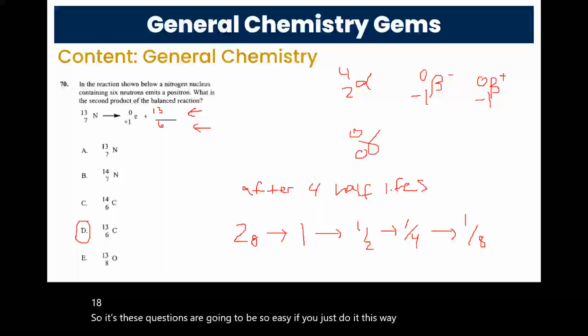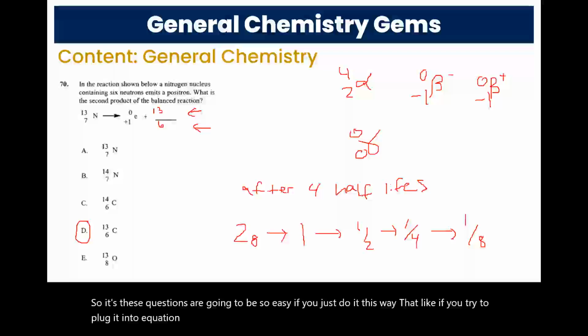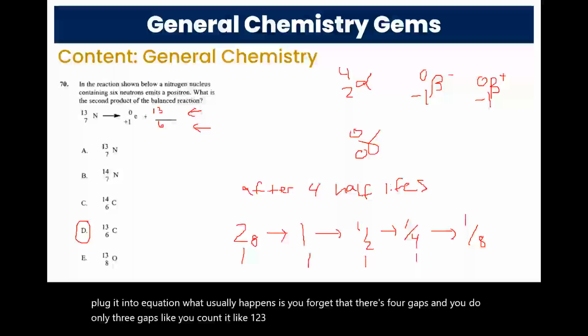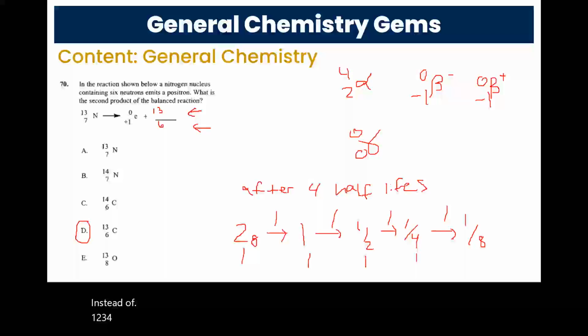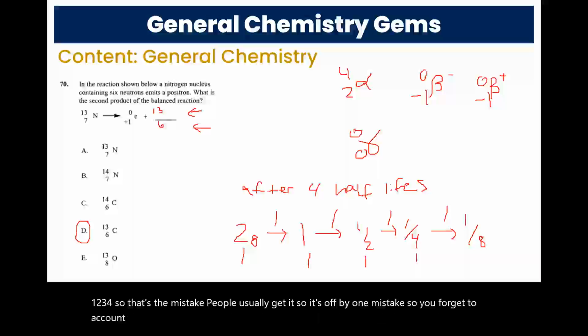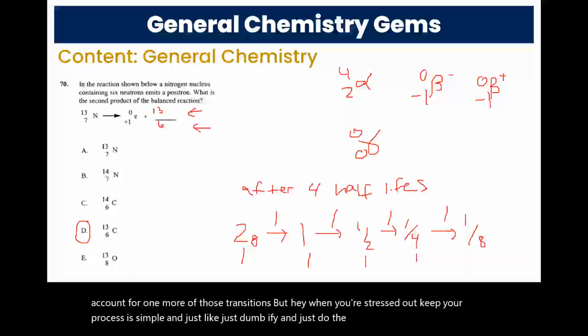If you try to plug it into an equation, what usually happens is you forget that there are 4 gaps and you do only 3 gaps. You count it like 1, 2, 3, 4 instead of 1, 2, 3, 4 transitions. So that's the mistake people usually get. It's an off-by-1 mistake. So you forget to account for 1 more of those transitions. But hey, when you're stressed out, keep your processes simple and just dumb it down and just do the question. Boom, boom, boom, boom, and you get your answer. And there you go.